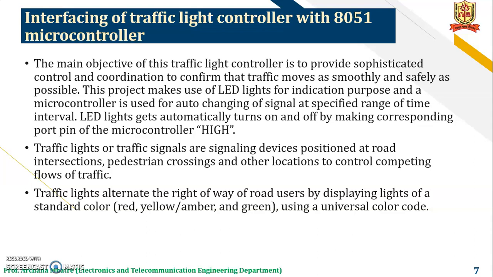Traffic lights or traffic signals are signaling devices positioned at road intersections, pedestrian crossings, and other locations to control competing flows of traffic. Traffic lights alternate the right of way of road users by displaying lights of a standard color. Normally the traffic light colors are red, yellow or amber, and green, using the universal color code. This is the universally accepted color code for traffic lights.